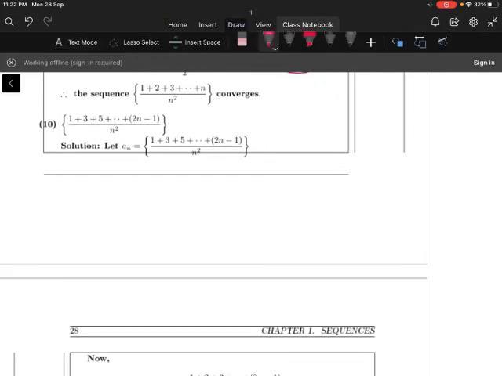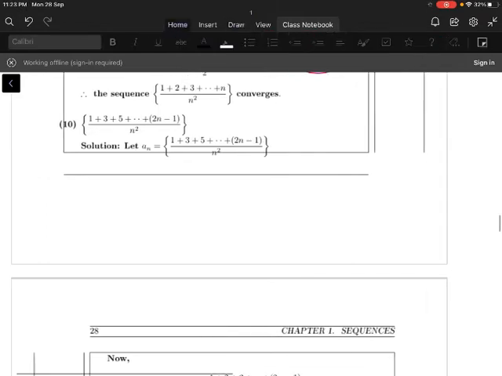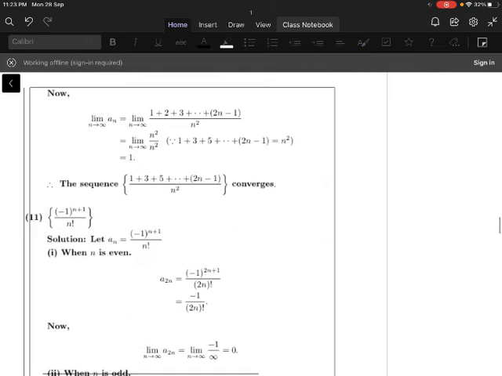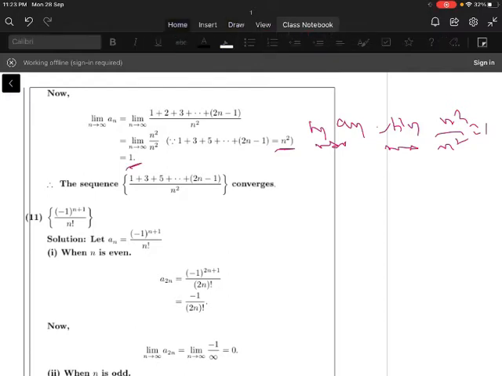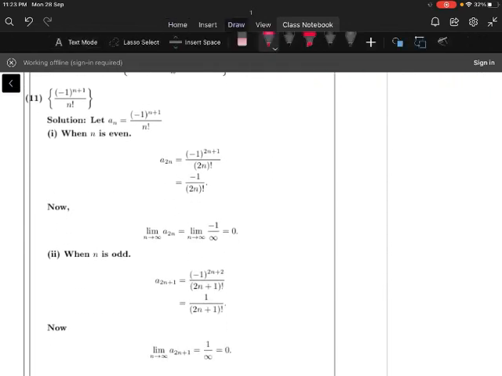Now let us take the next problem. The given sequence is (1 + 3 + 5 and so on up to (2n - 1))/n², where the nth term is this. So the sum of the first n odd terms, up to 2n - 1, is nothing but n² here. Okay, now let us apply the limit as n tends to infinity for a_n. Limit as n tends to infinity, numerator n², denominator also n², that is equal to 1. So limit point is 1. So therefore the given sequence is a convergent sequence.